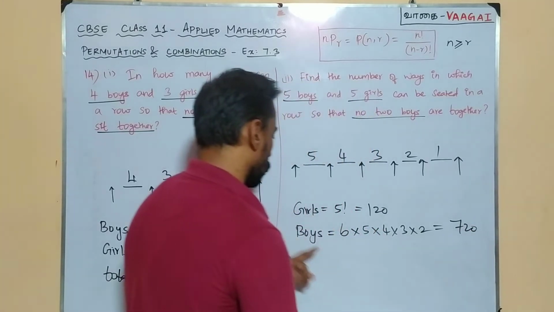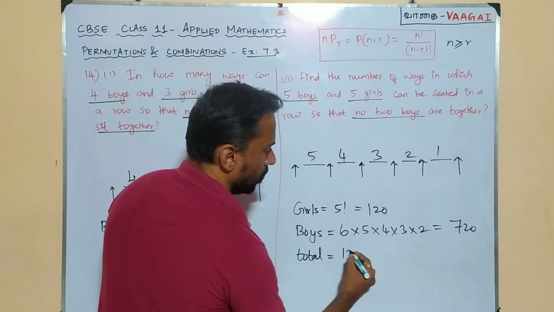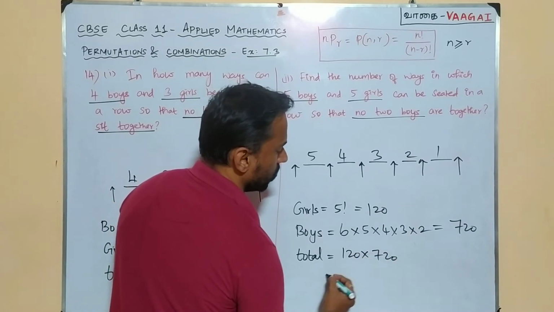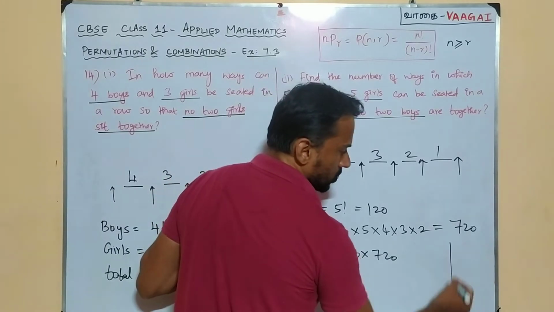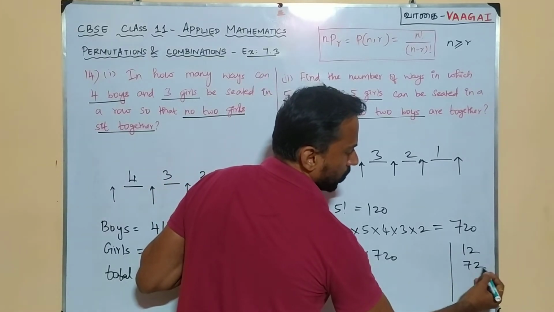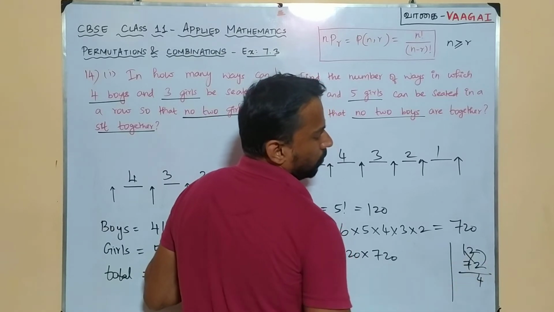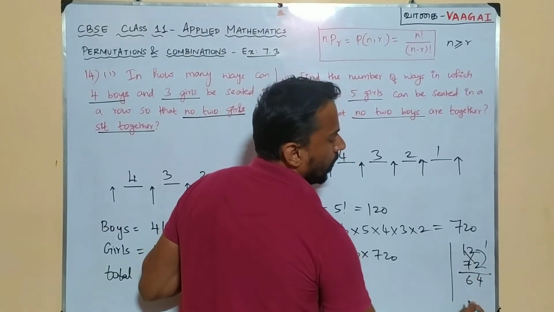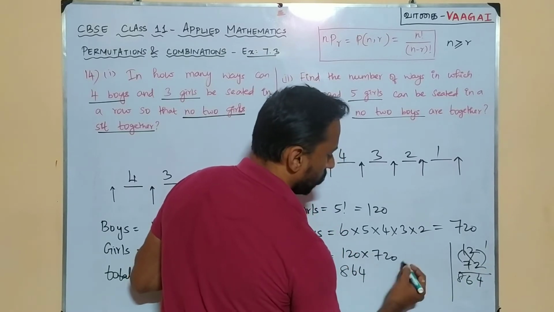So 720, which means the total number of ways is going to be 120 into 720. So what is 120 into 720? I think I can use this space. So 12 into 72, I will just perform 12 into 72. 2 2s are 4. Next 8 2s are 16, carry 1. And next 7, 8. So we will have 864 followed by 00.